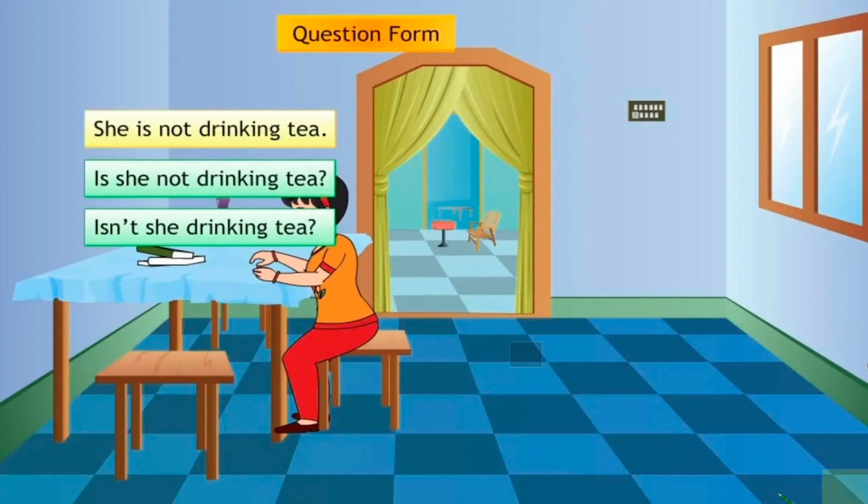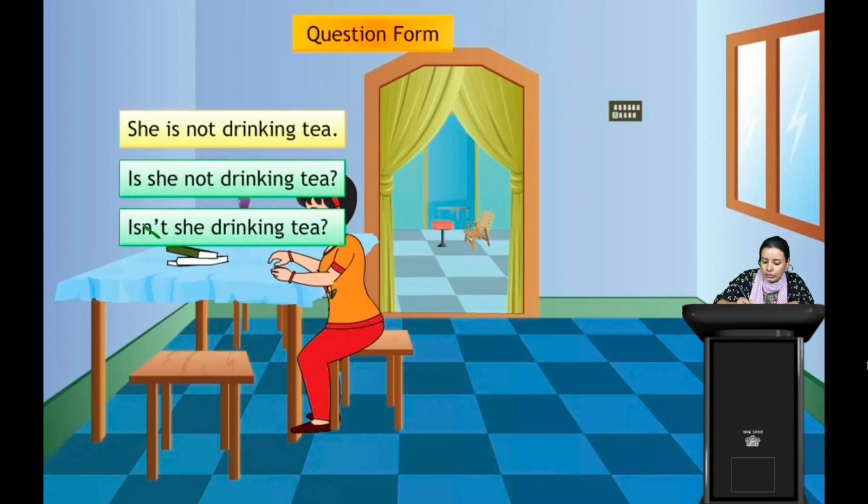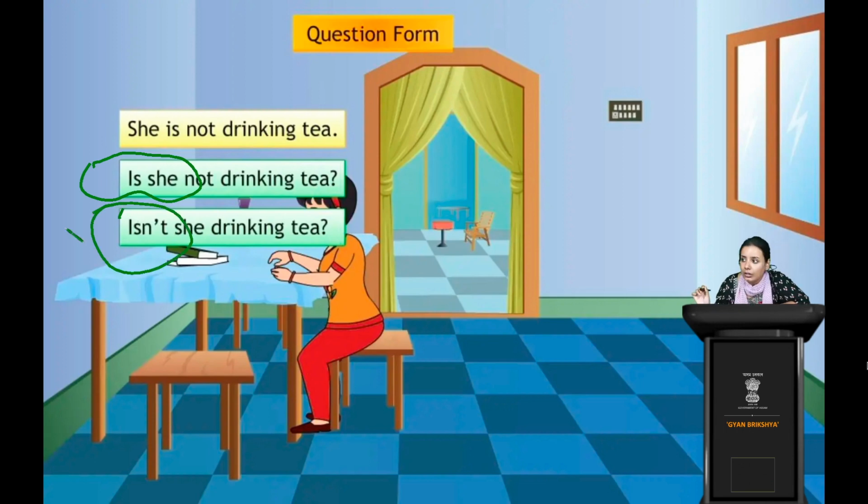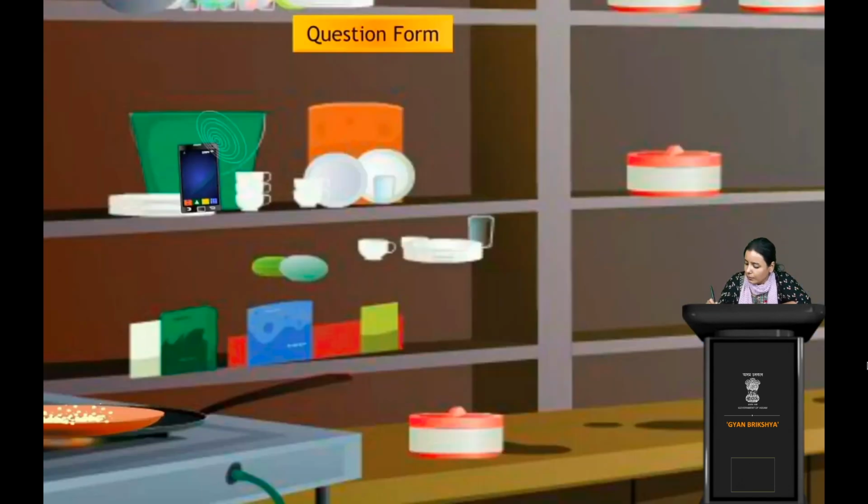She is drinking tea, right? Is she not drinking tea? Same. Is she not drinking the tea? Isn't she drinking tea? We can also say isn't. Is she not? We can also say isn't she drinking tea. So this is the shortest form of is she not. Got it? Okay. Now see.